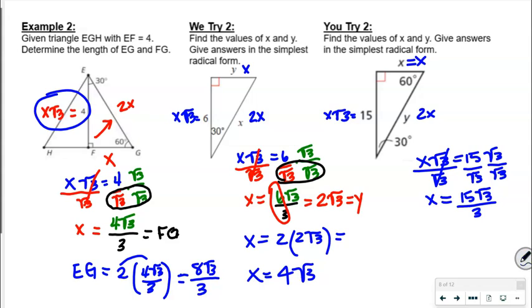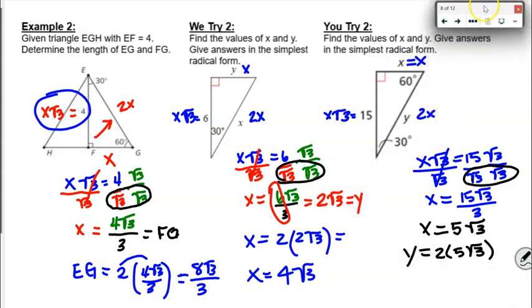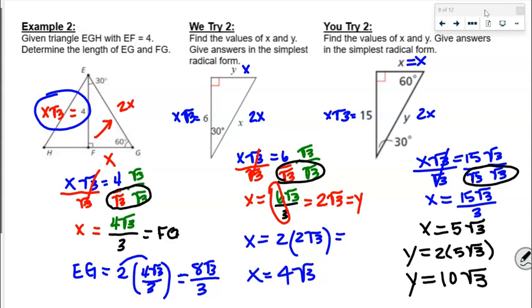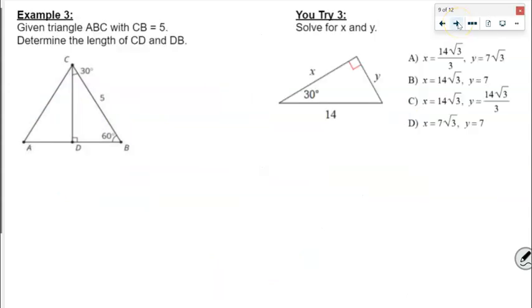So hopefully by now you've seen this pattern, right? Because this right here simplifies to be 3. Notice that 15 can be divided by 3, right? So x is going to be equal to 5 square root of 3 because 3 goes into 15 5 times. And then for our y, we're just going to multiply 2 times that. 2 times our 5 square root of 3. So that y is going to be equal to 10 square root of 3. Okay? All right, the next one says, given triangle ABC with CB being 5, determine the length of CD and DB.